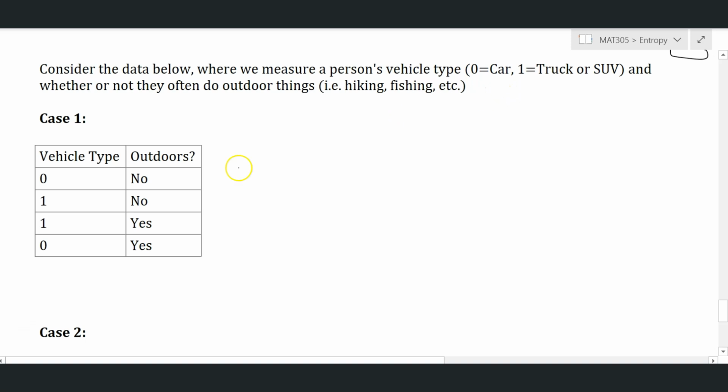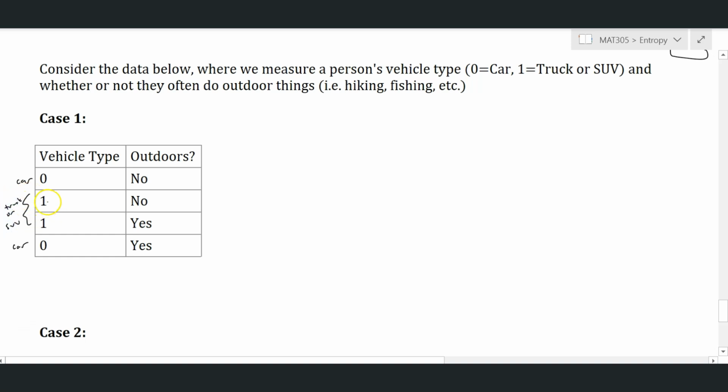And so 0 will be a car, 1 will be a truck. In this case, notice that we have 2 people that drive a car, and one of them does outdoor things and the other one doesn't, right? So if I said, okay, I know a person that drives a car, how likely is it that they do outdoor things? You would say, well, I don't really know, because it could go either way.